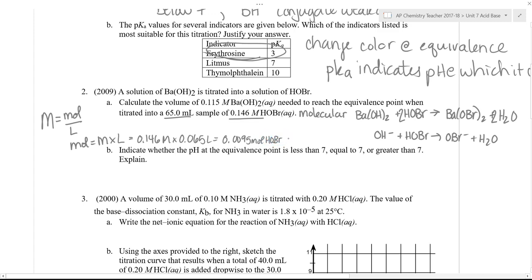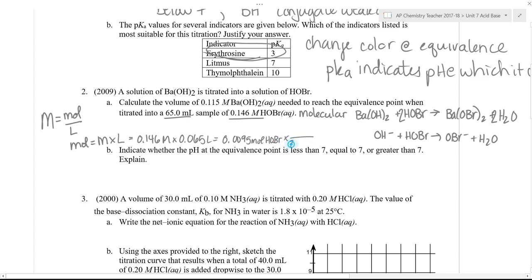And then the next step in a stoichiometry problem is to use your mole ratio. And here's where it's helpful to look at the molecular equation rather than the net ionic equation, because I'm not trying to find moles hydroxide, I'm trying to find moles barium hydroxide. So the top equation is actually the one that's more useful to me right now.